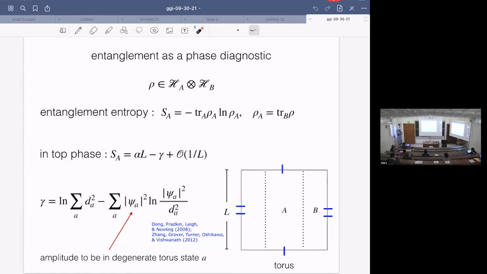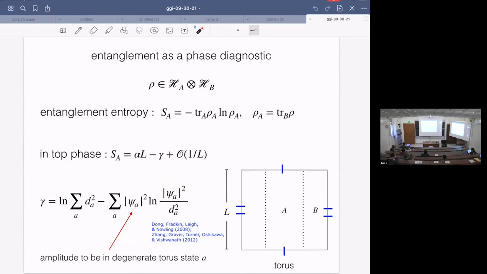Now one can redo this calculation of the entanglement entropy of subregion A, and in addition to this term, which depends on these quantum dimensions, there's a factor of 1/2 that differs. You find an additional term that I've circled, and what it depends on now is the amplitude psi sub A of the quantum state. On the torus, the ground state is degenerate, and so you're free to put the system in any one of those degenerate ground states, and psi is just telling the amplitude to be in one of those particular degenerate ground states.